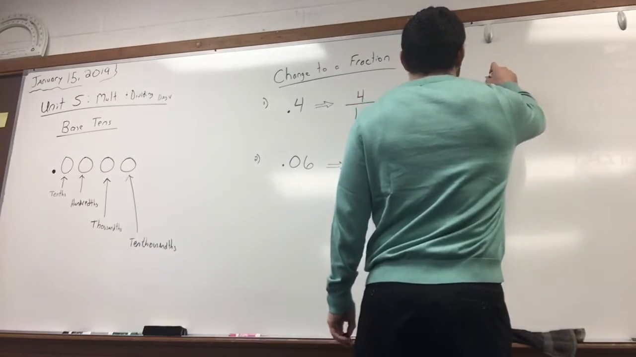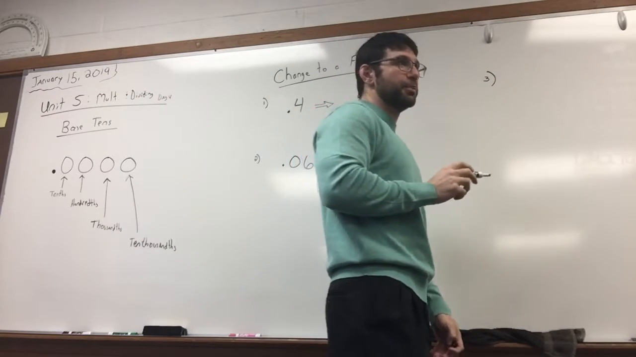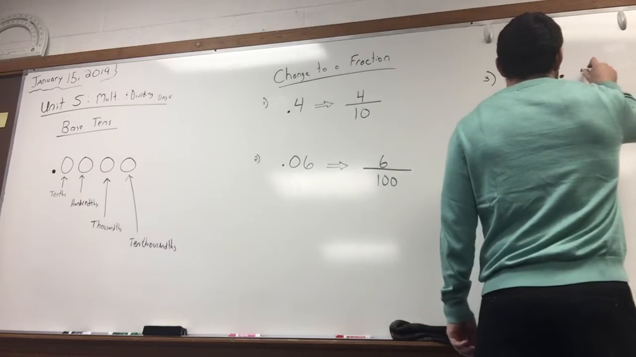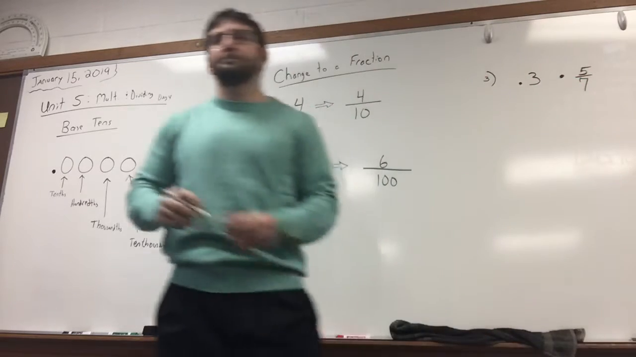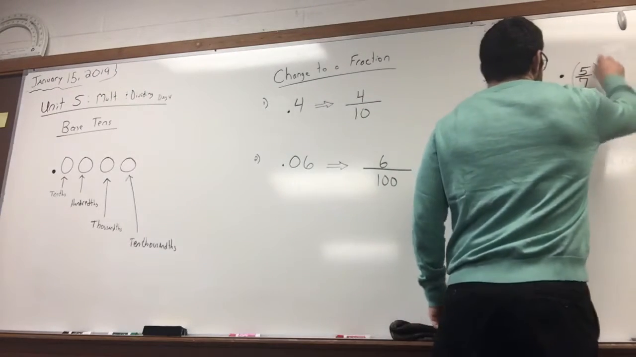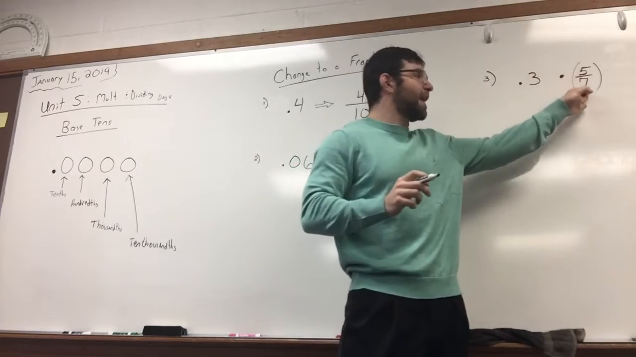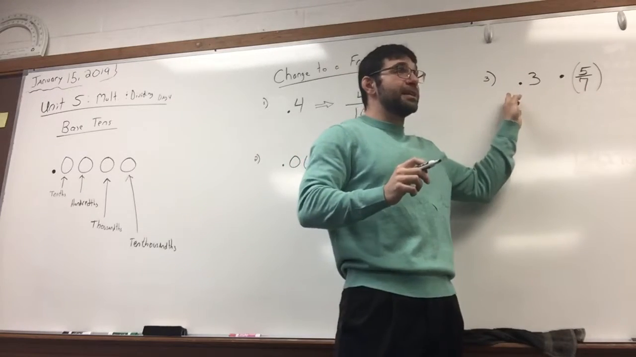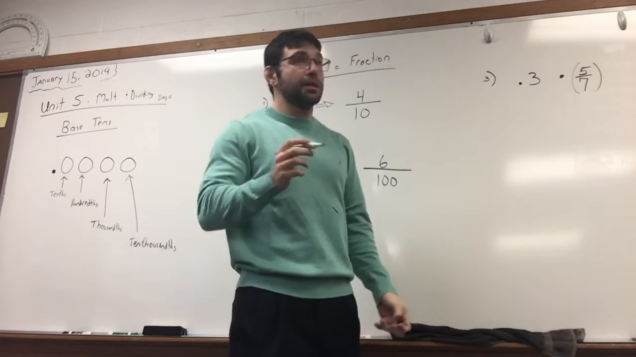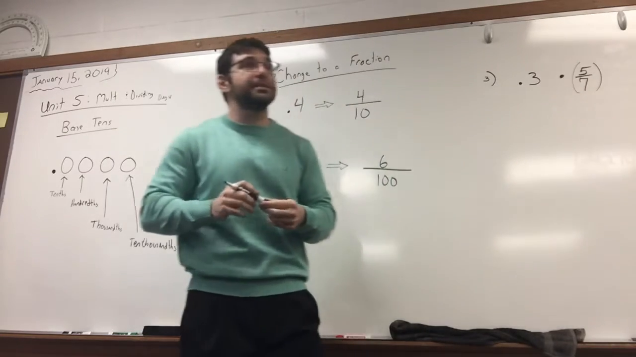So now, let me give you another problem. Gonna mix it up on you a little bit. This says 0.3 multiplied by 5/7. Well, here's my first question to you. Which is easier to change? Is 5/7 easier to change to a decimal? Or is 0.3 easier to change to a fraction? What do you think, Owen? To a fraction. The decimal is always going to be easier to change to a fraction.